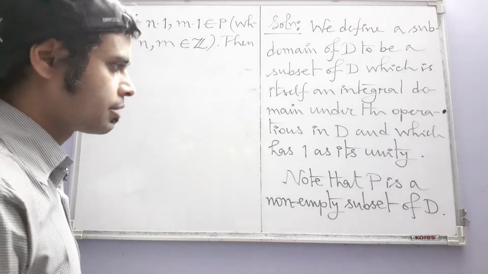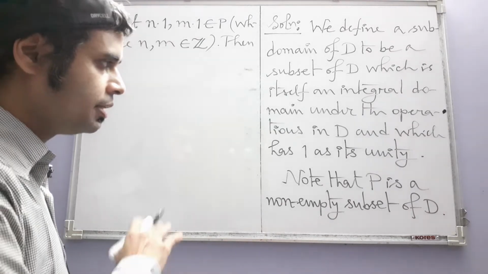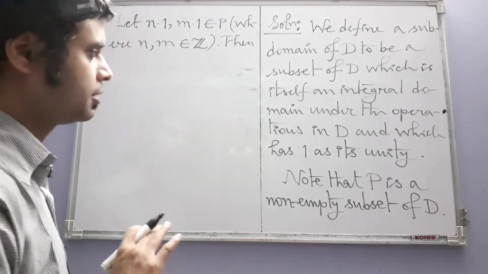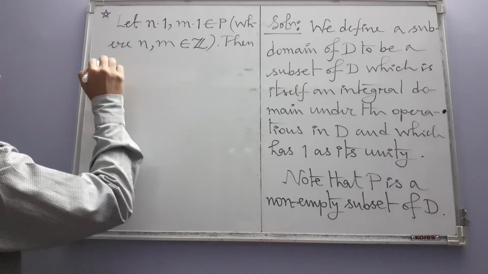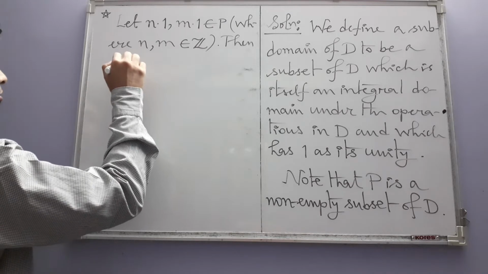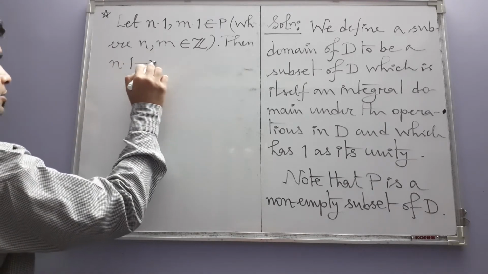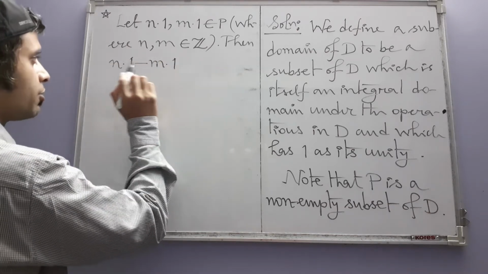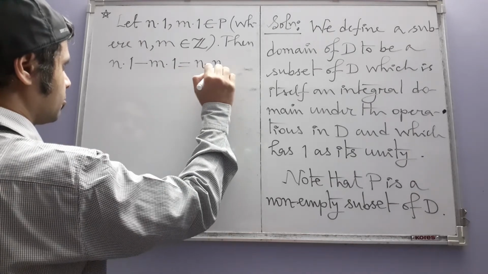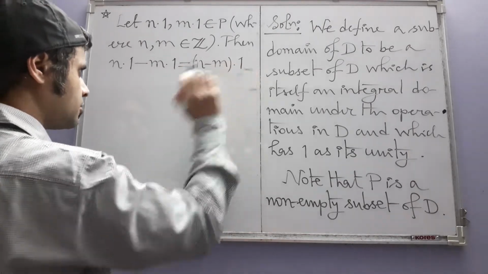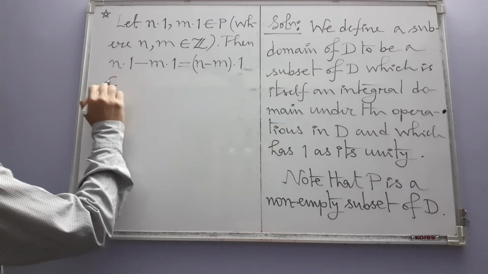Then by some previous exercises, I am not going to mention which one, maybe exercise 15 from the previous set of exercises. You can just go back and see which one. Then n·1 minus m·1. Okay, for this one we do not need any exercise. This is equal to (n minus m)·1, and that of course again belongs to P.